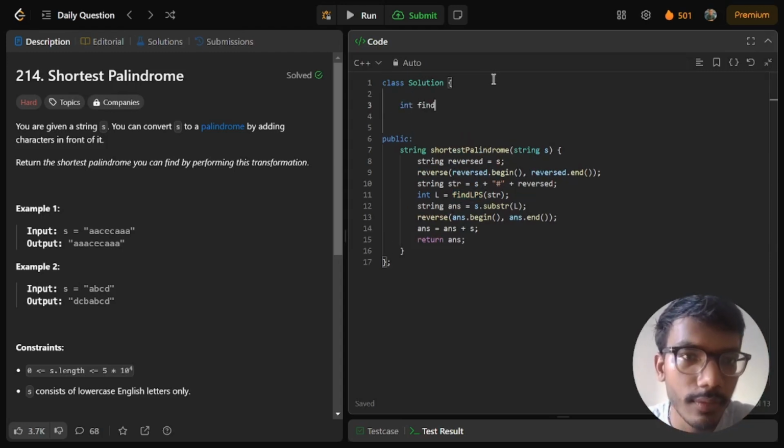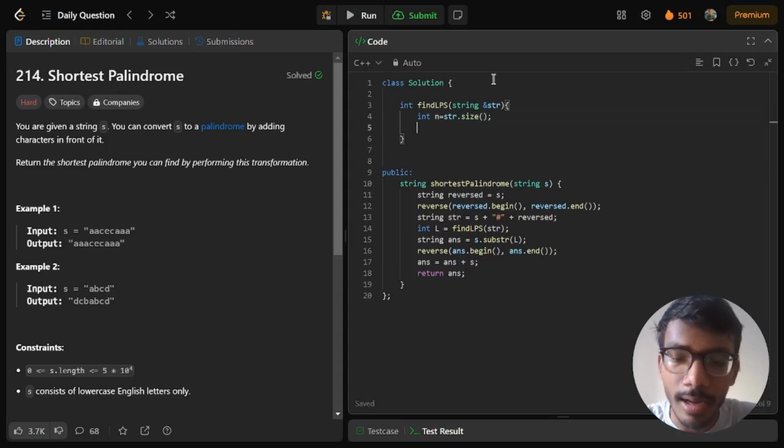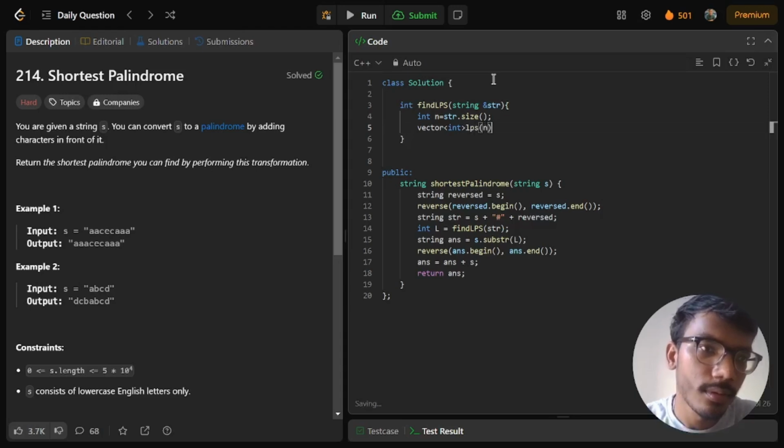So int find LPS, which takes a string as str. I have to now build the LPS array. Before that, I'm taking n, which is str dot size. And now I'm building the LPS array, which is of size n.